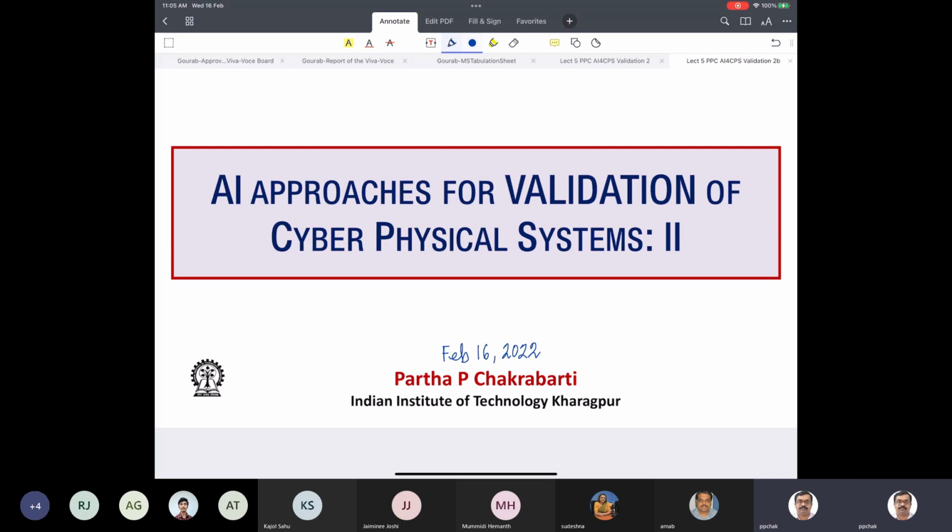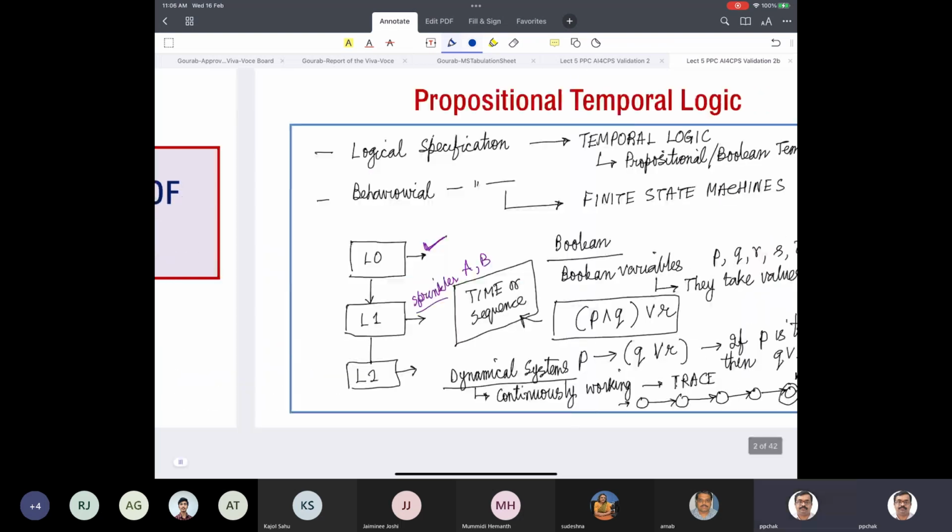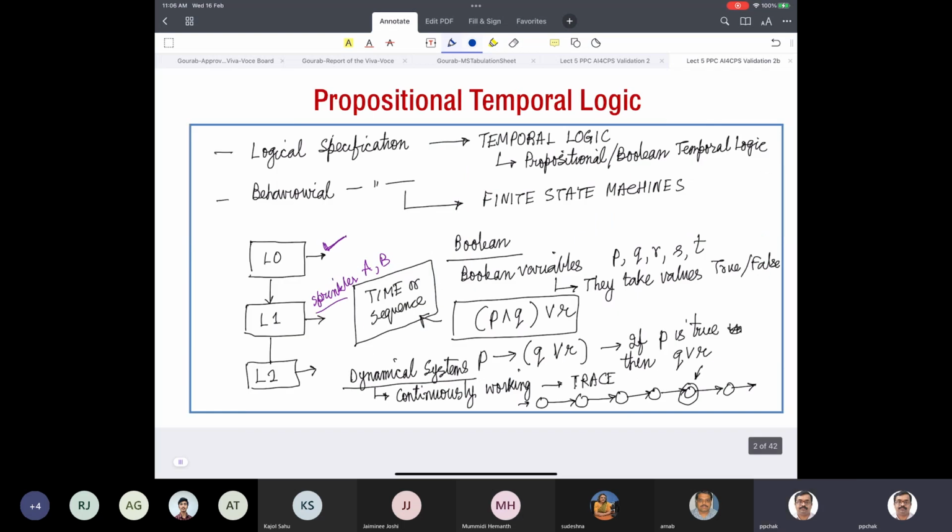Okay, good morning, everybody. So we continue our discussion on AI approaches to validation of cyber physical systems. If you remember, we do a quick recap. We started with two kinds of specifications, a logical specification and a behavioral specification. For the logical specification, we have discussed propositional temporal logic. And for behavioral specifications, we have discussed finite state machines.